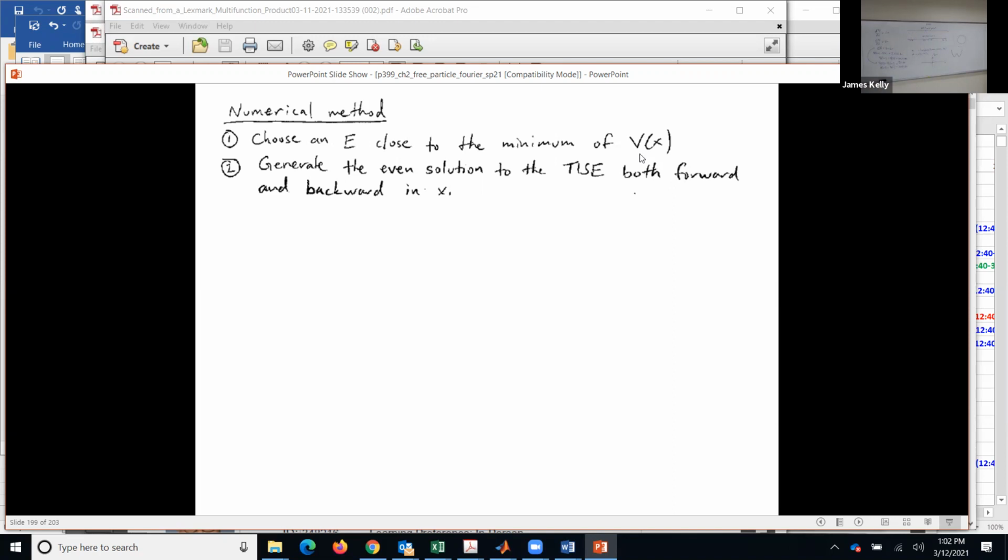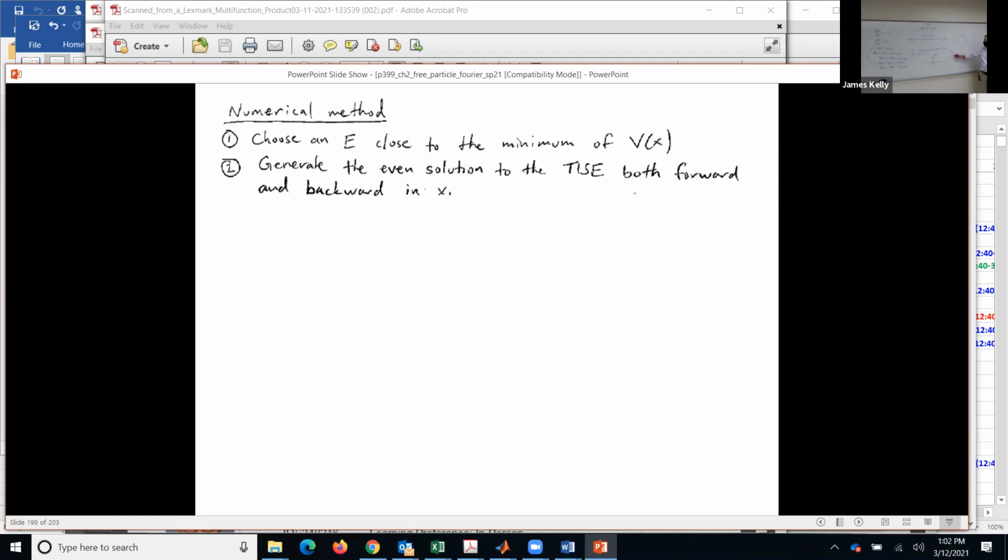We know that already from our discussion in class, that if you've got a potential, you can't have an energy down here below the minimum of the potential. Why? Because it's not going to be normalizable. So that's not going to be one of our bound state solutions.